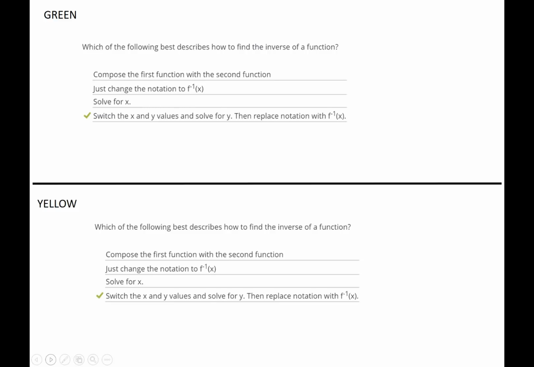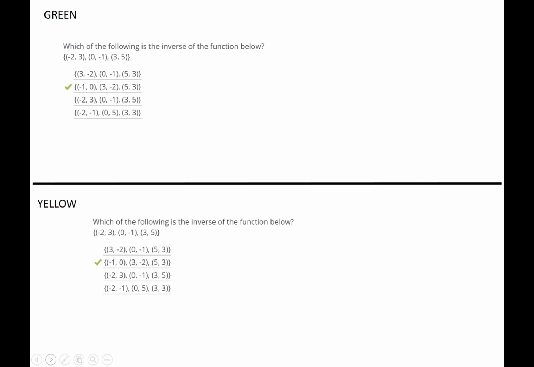All right, on this one here, it was just which of the following best describes how to find the inverse of a function. You do not just change the notation. That was one of the popular answers. Really what you want to do, the big key thing was that we had to switch the x and the y values and solve for y, then replace the notation with the f inverse notation. Most of us did okay on that one. There were a few of us that got it wrong.